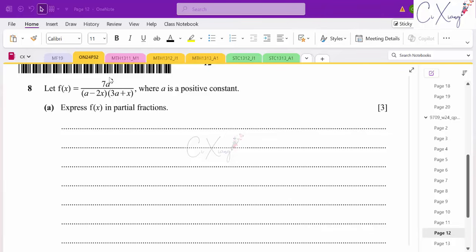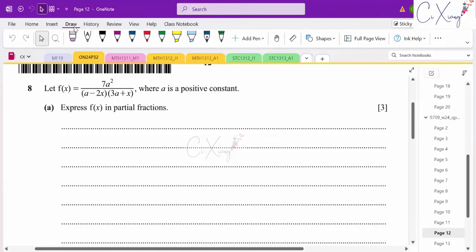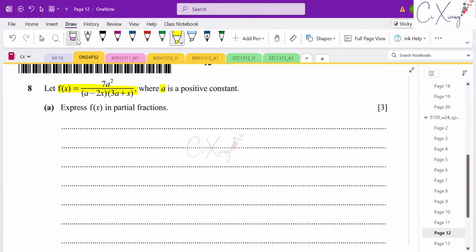Okay, so let's discuss question number 8. We are given the function f(x), which is a rational function, and they are telling us that a is a positive constant. So express f(x) in partial fractions. According to the question, you can see that we are basically having linear factors at the denominator, where x is power 1, and outside the bracket it is also power 1. So we are having linear factors here.